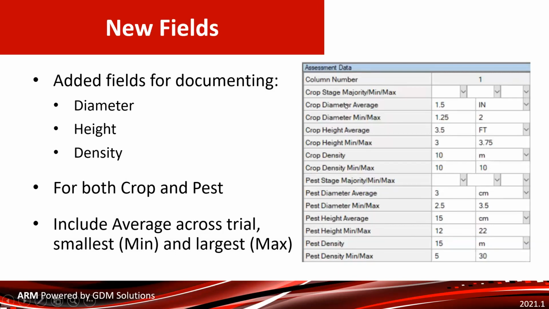We added some new fields to the header section for documenting more information about the crop and the pest at the time of assessment. So now we have all the combinations for diameter, for height, and for density for both crops and the pests. In each of those values, you can fill in the average across the whole trial, as well as record a smallest and a largest as well to get an idea of the distribution at that time.